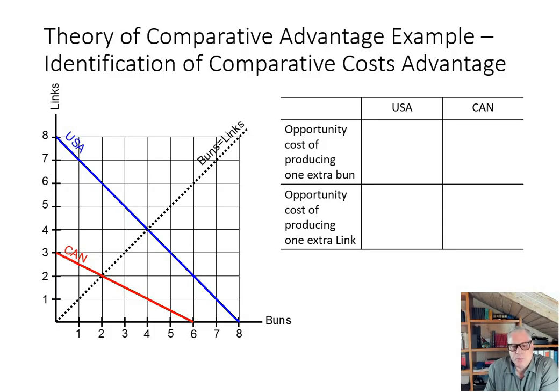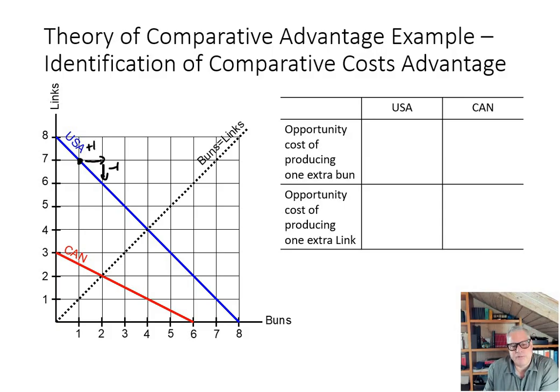So let's just assume the United States currently produces 7 links and 1 bun. So let's say the United States is producing here, just randomly selected. And if the United States now decides to produce not 1 bun, but 2 buns, so if the United States decides to produce 1 extra bun, well, how many units of links does it have to give up? Well, -1.